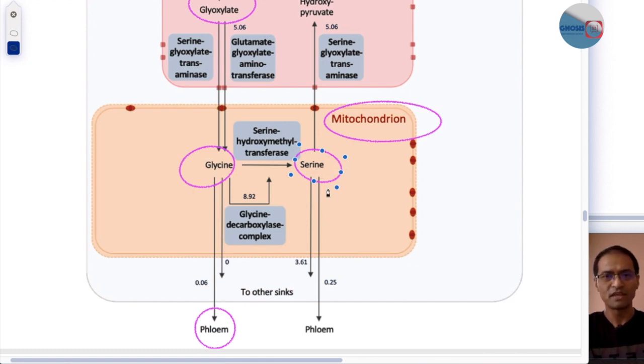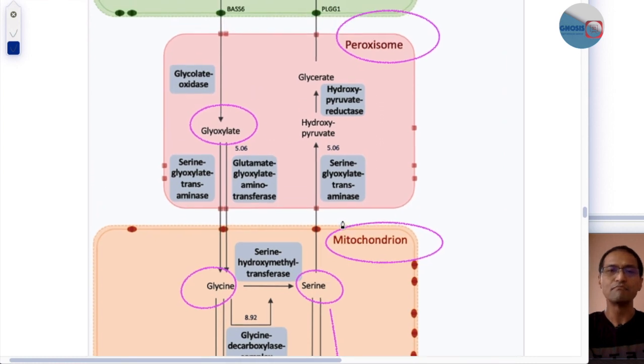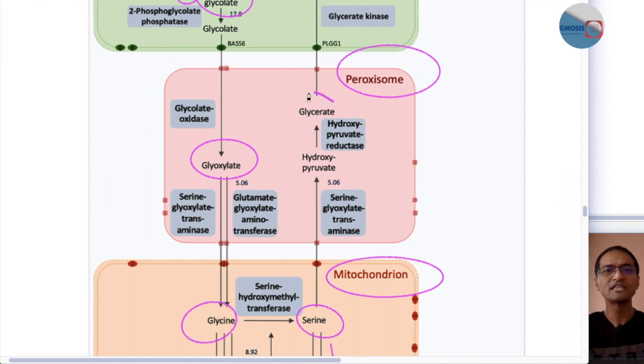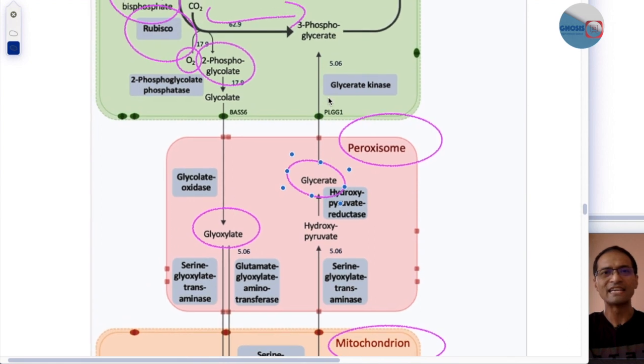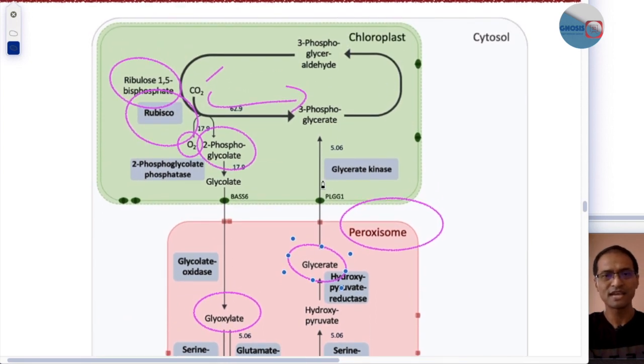From the mitochondria, serine can either be transported outside, or it is re-shuttled back to the peroxisome. And in the peroxisome, it is finally converted to glycerate. And then this glycerate finally enters back into the chloroplast, and in the chloroplast, this glycerate is then converted back to your 3-phosphoglycerate, which is actually the first stable product that you get from the Calvin cycle.